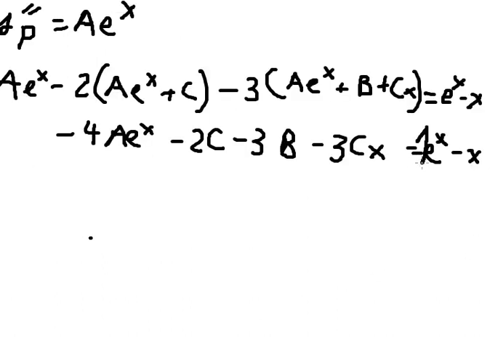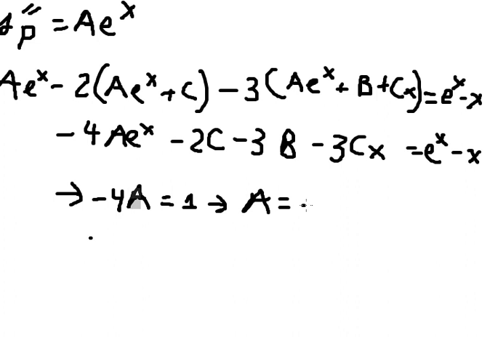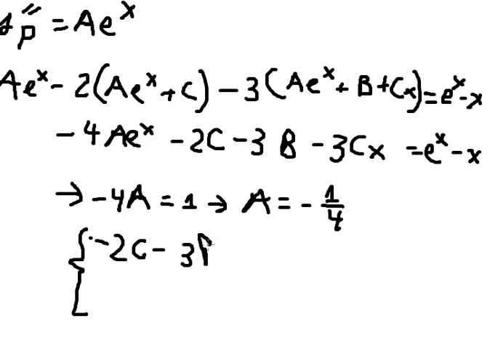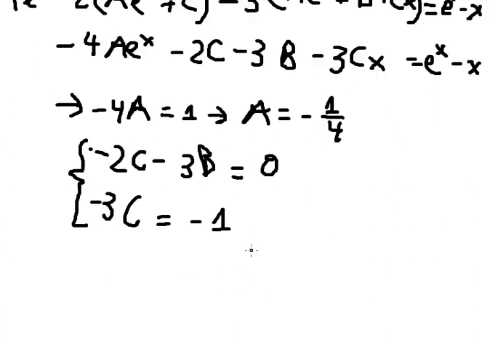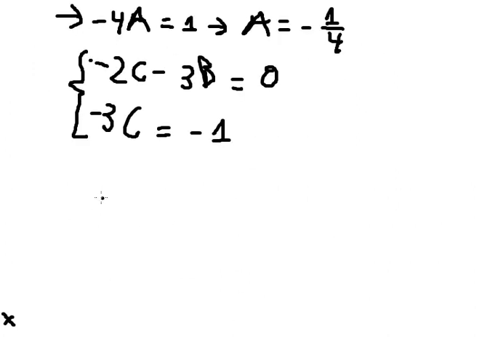So the coefficient of e to the power of s is number 1. So we have negative 4a equals 1. So we have a equals negative 1 over 4. The next one, we have the system of equations. We don't have the numbers in here. That means negative 2c, negative 3b equals 0. And the second one, negative 3c equals negative 1. And now we can find the value of c and b in here.